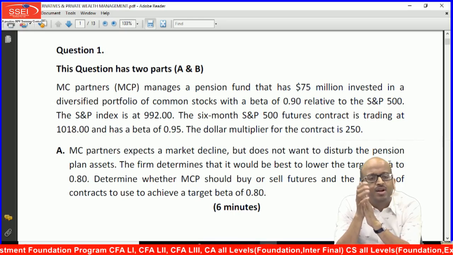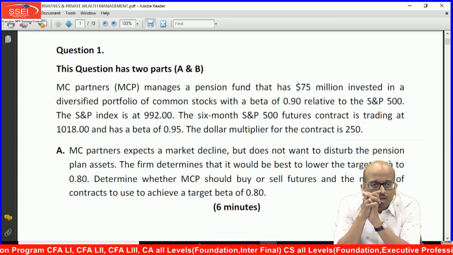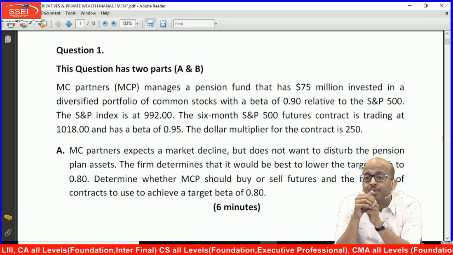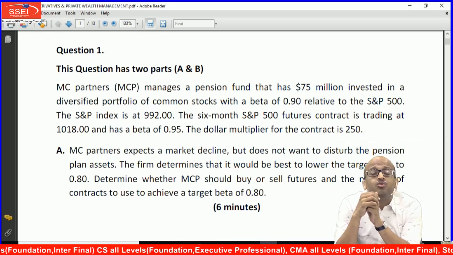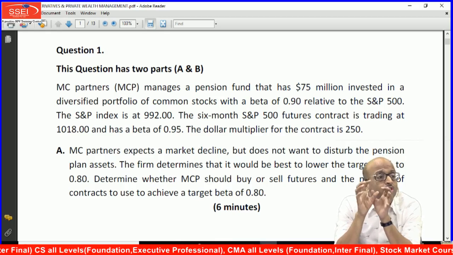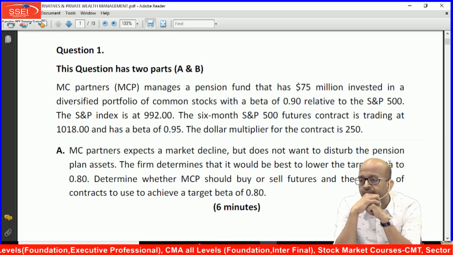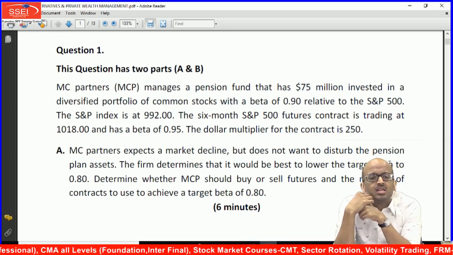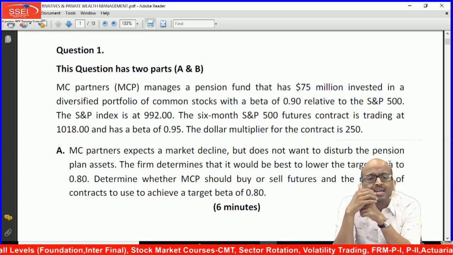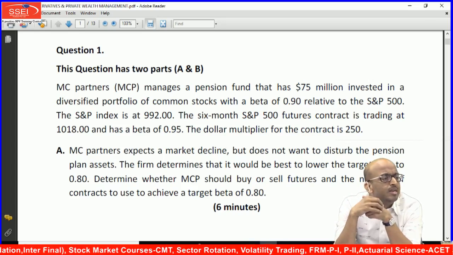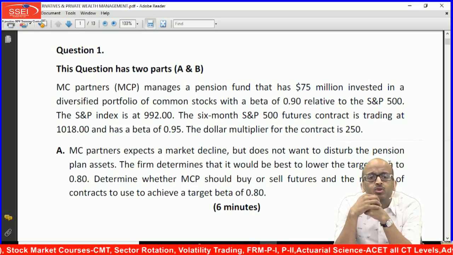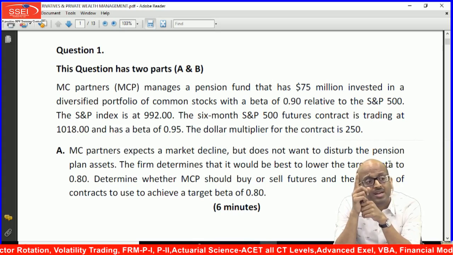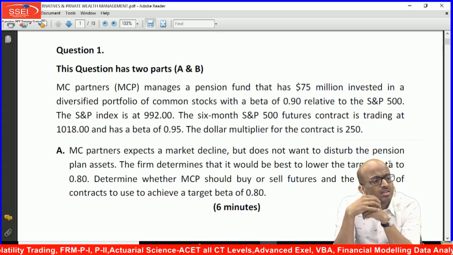If they would have said we don't want to completely hedge, but we want to hedge in such a manner that our beta becomes 0.1, in that case, how much beta you want to kill? 0.8. Because the beta of the portfolio is 0.9, you are wanting the beta to be 0.1. So you want to kill the beta to the extent of 0.8. So 75 into 0.8 is the killable amount, divided by the same thing.